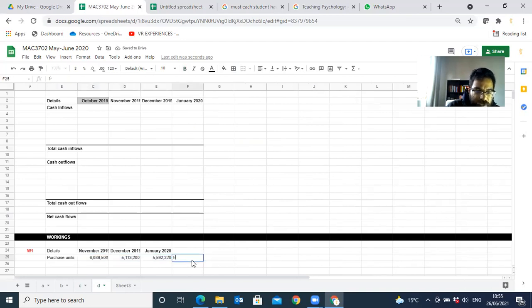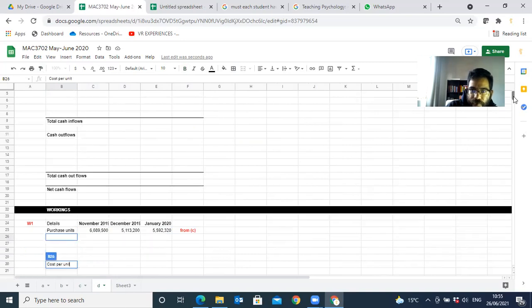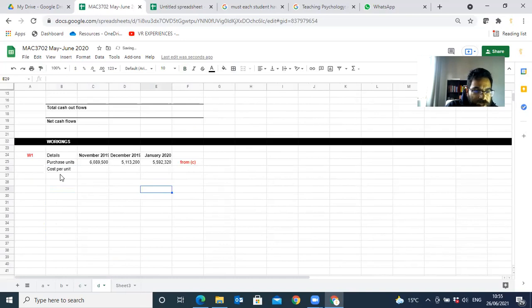We're going to say this is from C. Then we're going to say cost per unit, and that's going to give us purchases in value. Purchases amount. Okay, so there we go.